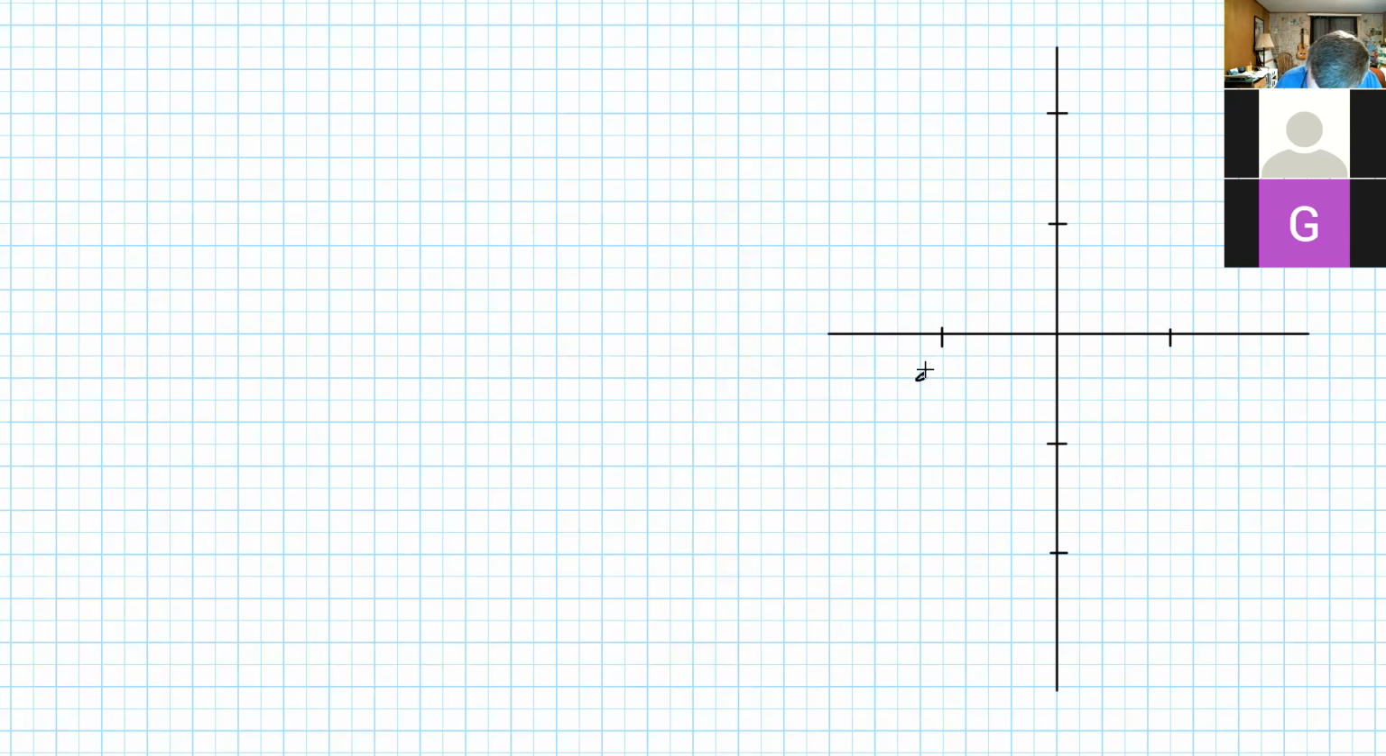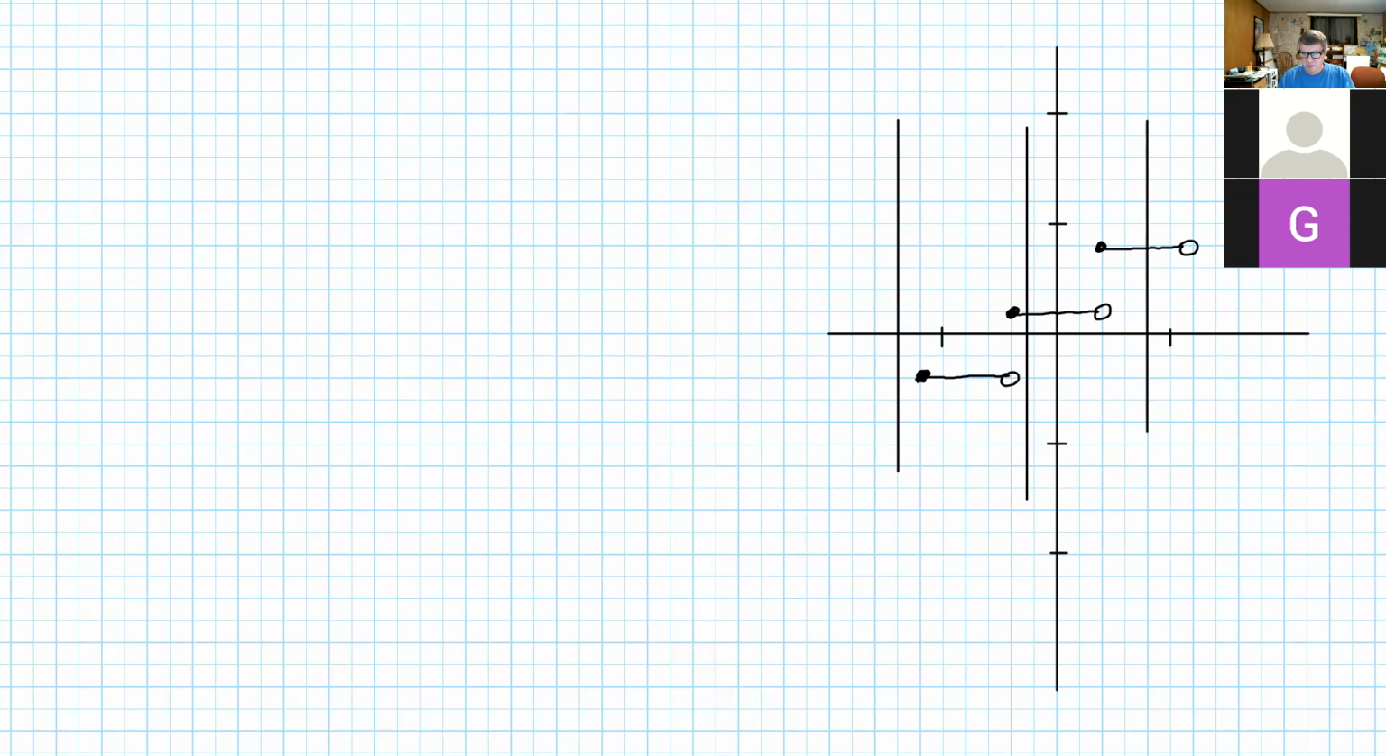How about, let's see here. Is that a function? No. Why not? Is there an x going to more than one y? The filled in circle means it's included and the open circle means that value is not included. So does it fail the vertical line test? Is there a vertical line I could draw that would go through more than one point on the graph? No. So is it a function? Yes. Okay.